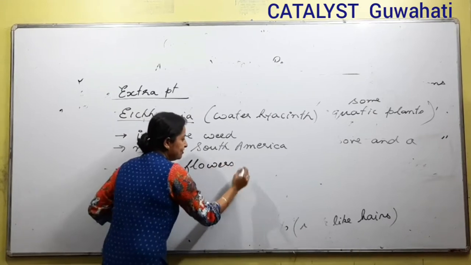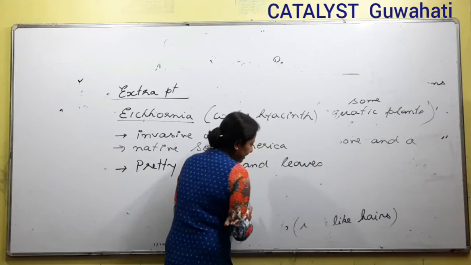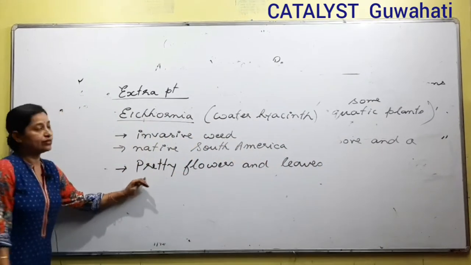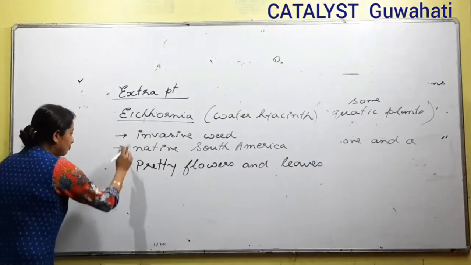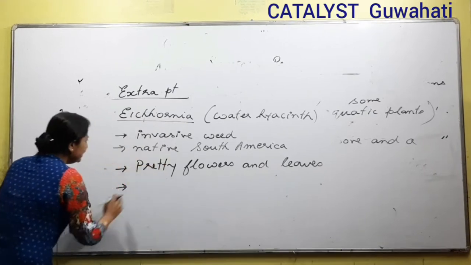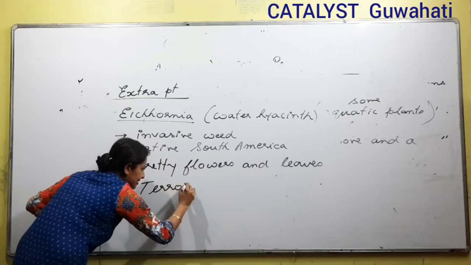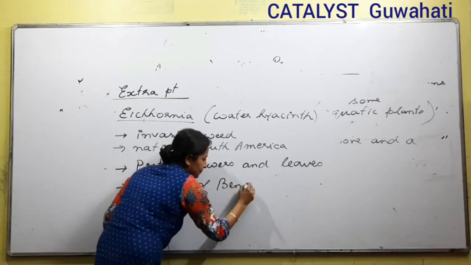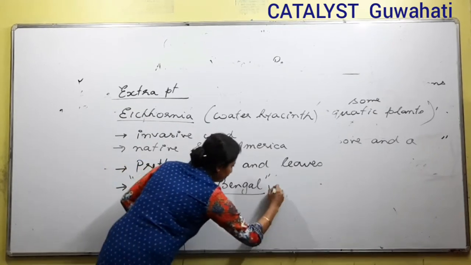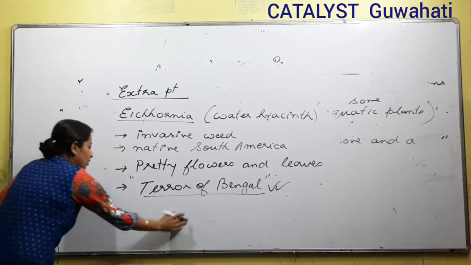Because of its pretty flowers and its beautiful leaves, because of its beauty it was brought to our place. But later it was seen that a particular term is related with this one, and this is called the terror of Bengal. So the question: terror of Bengal, which plant do we understand we are talking about? Acornia.